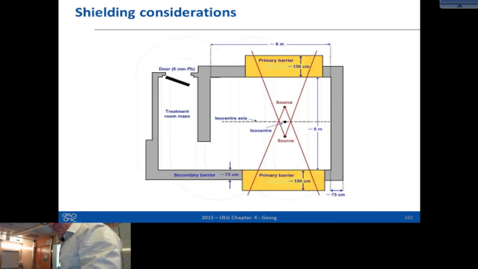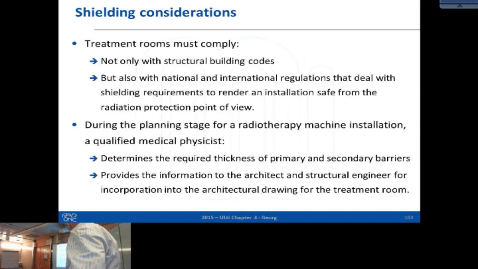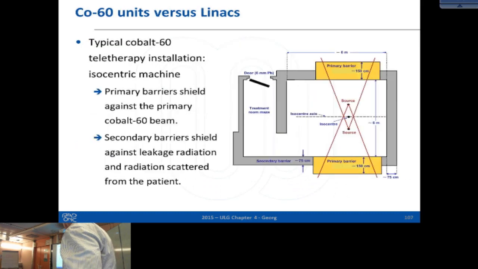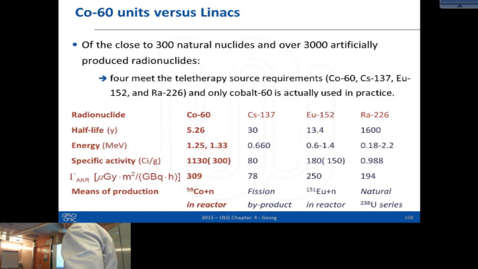Shielding considerations are also something that I mentioned already. Unless you're using such a beam stopper, you have for cobalt units similar considerations as for a LINAC. It's the same as the primary barrier and the primary beam. I mentioned that already, same principle here. Yeah, treatment rooms. What else do I want to say?